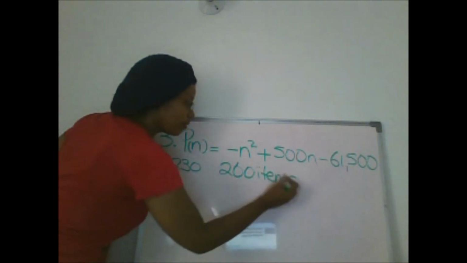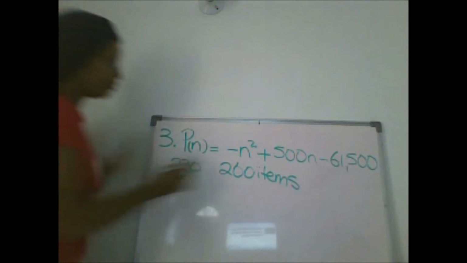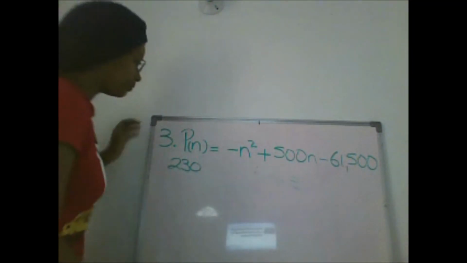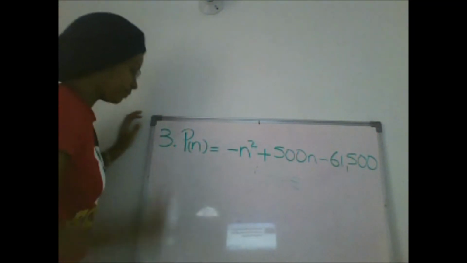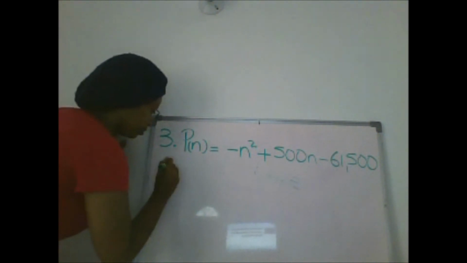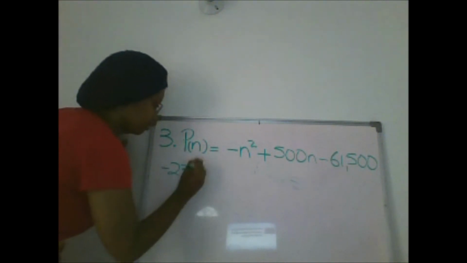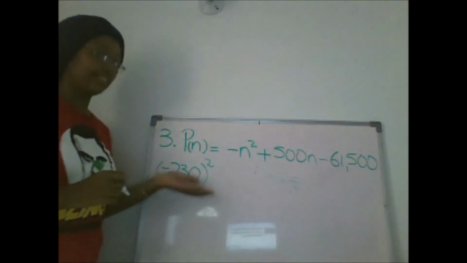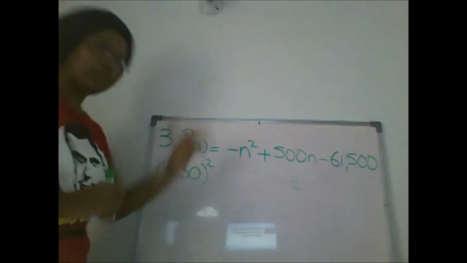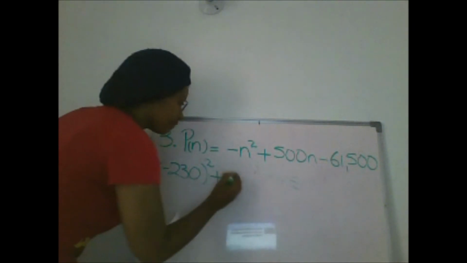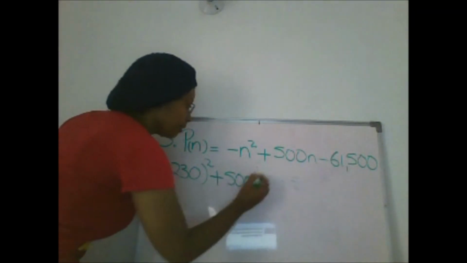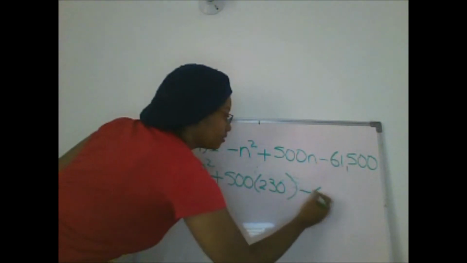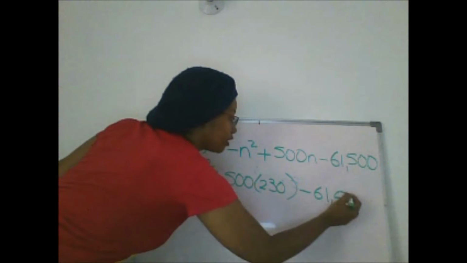So first we're going to work out the 230 items. So this is like simple plug and chug. We're going to put negative 230 squared because 230 is n. So when we see n in the equation, we just put it there. Plus 500 multiplied by 230 minus 61,500.